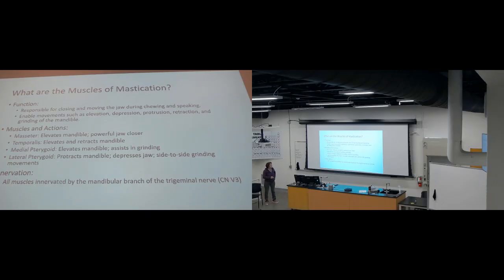So this medial pterygoid is also a synergist for closing our mouth, elevates the mandible, and assists in grinding. Now the depressor of the jaw will be the lateral pterygoid, and it also protracts the mandible. Protraction is bringing it forward, and then depression and side-to-side movements are called lateral excursion.